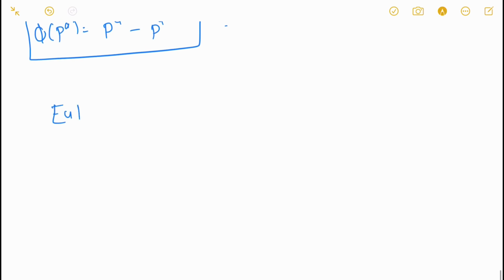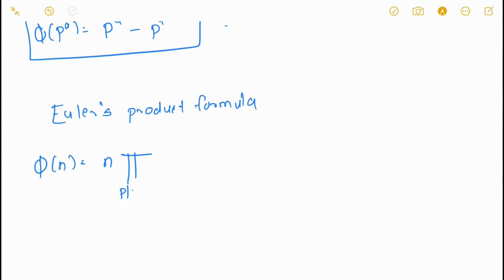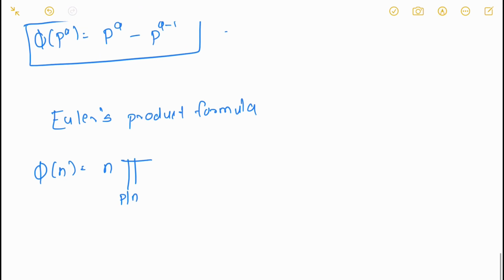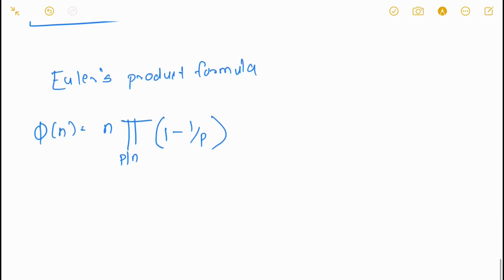So Euler's product formula gives us a formula to calculate Euler's function for a particular value of n. So I will first write it down. Phi of n is equal to n into pi over distinct primes p which divide n of 1 minus 1 by p. Here pi is a multiplicative operator and p is a distinct prime.